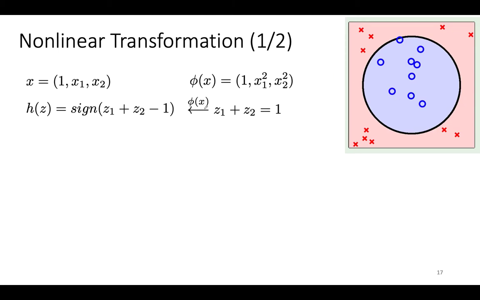So our hypothesis now uses this z, and then we can apply a linear classifier using that hypothesis that the z uses. So it's sign of z1 plus z2 minus 1. And actually, z1 plus z2 is equal to 1.